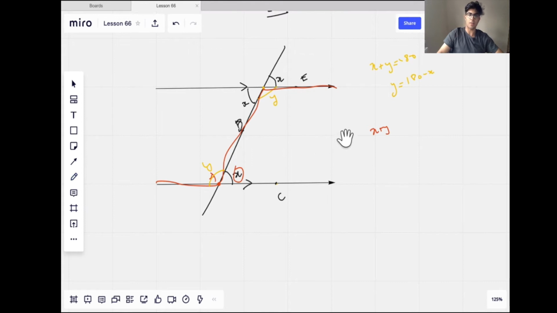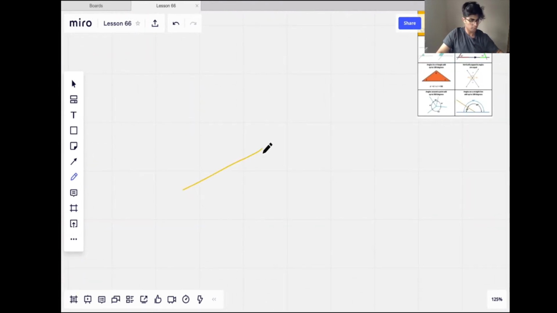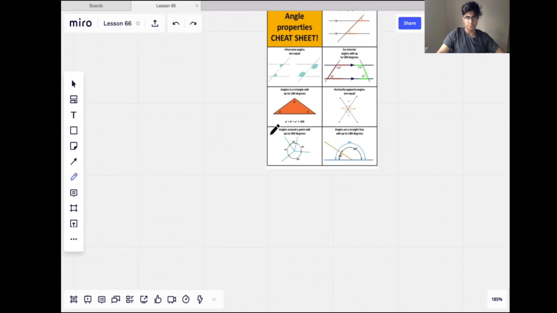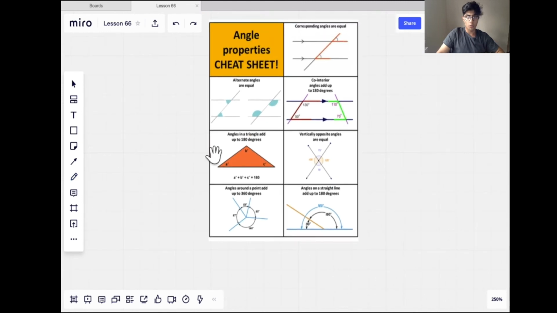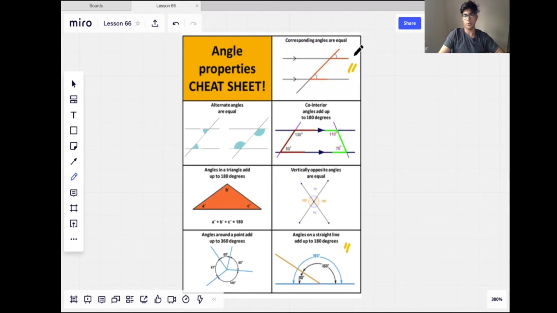And I appreciate I haven't written them down, so I've got this nice looking infographic here, which just summarizes all of these. We've basically used the fact that angles on a straight line add up to 180, this one here, and the corresponding angle one, which I'll prove in the next video.